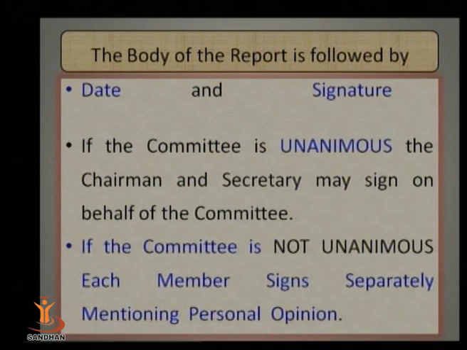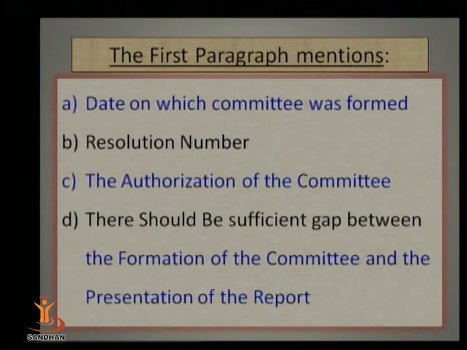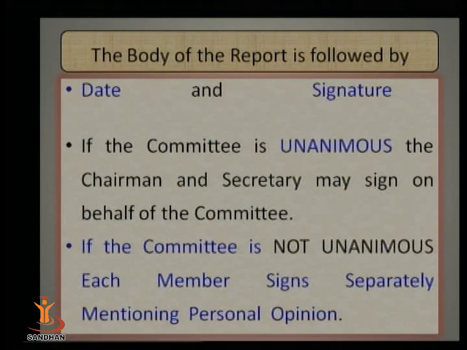Then the body of the report is followed by date and signature. If we see the previous slide again, there should be a sufficient gap between the formation of the committee and its presentation. But here after the report is completed, you have the date and the signature. Now when we find the signature at the end of the report, the difference is in an individual report we write complimentary clause, that is yours faithfully. Here we write signed on behalf of the committee, and 2 persons generally sign the report. One is a secretary and another is chairman, and just opposite to the signature we mention the date on which the report is submitted to the higher authorities.